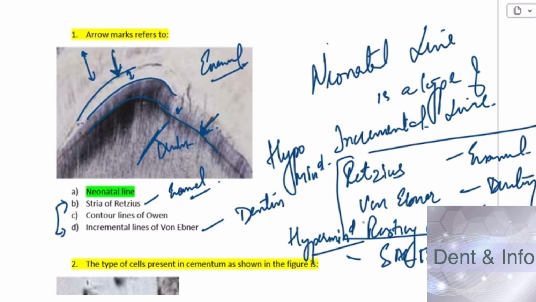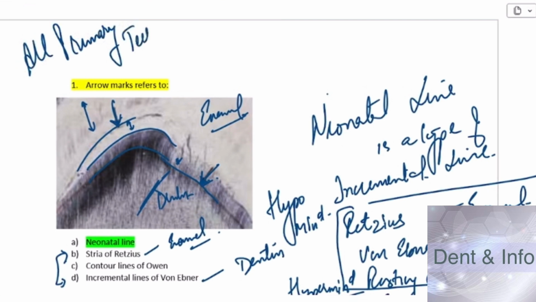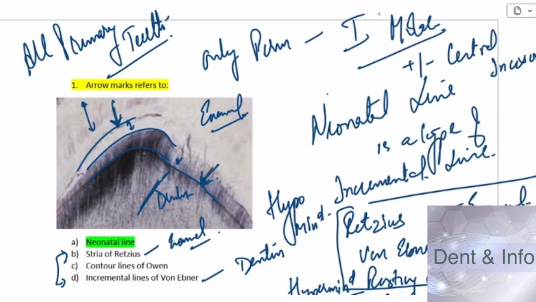Yes, Ayush Jain, in the cementum, we call them incremental lines of Salter and they are hypermineralized. Okay. So, in which teeth is the neonatal line seen? They are seen in all the primary teeth. Many questions are related to neonatal line. But the only permanent tooth to show the neonatal line is the first molar. Sometimes they attach the central incisor also, but ideally it is just the first molar. The mineralization of the first molar starts at birth.